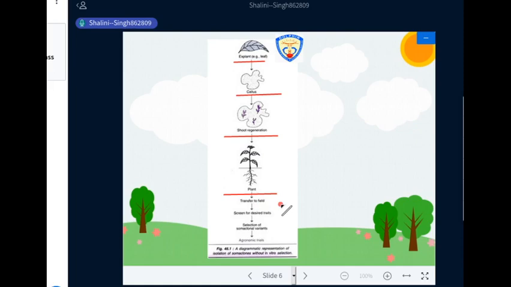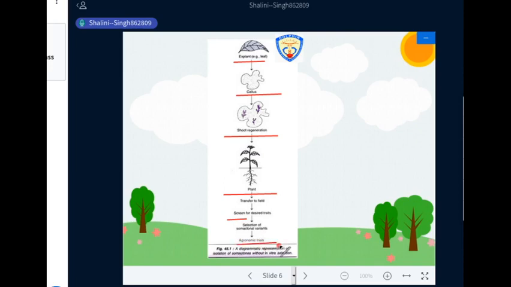This plantlet is transferred to field, and then it is screened for desirable traits like disease resistance, insect resistance, or some quality parameters like higher yield, enhanced taste, enhanced aroma, a different color of flowers, different color of leaf. So whatever trait you want to improve, you will screen these plants for that desirable trait, and then selection of somaclonal variants is done, and after that agronomic trials are conducted.